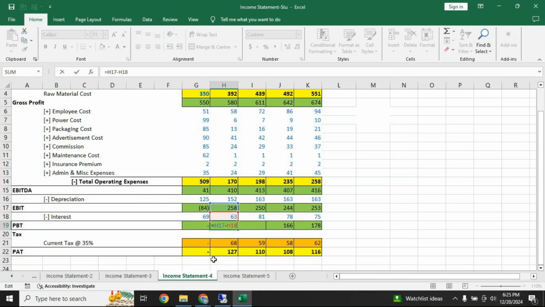Ma'am, can you please explain that profit before tax, the first column? So you understood EBITDA, right? It is 550. That is gross profit minus EBITDA. Depreciation, they are already telling that this is the depreciation cost. EBIT will be EBITDA minus depreciation. So the first year it is going in loss.